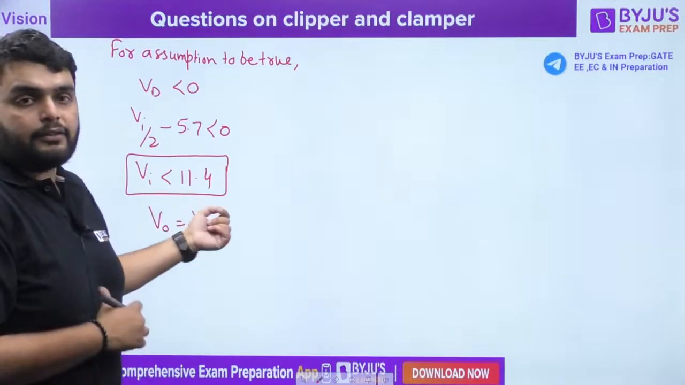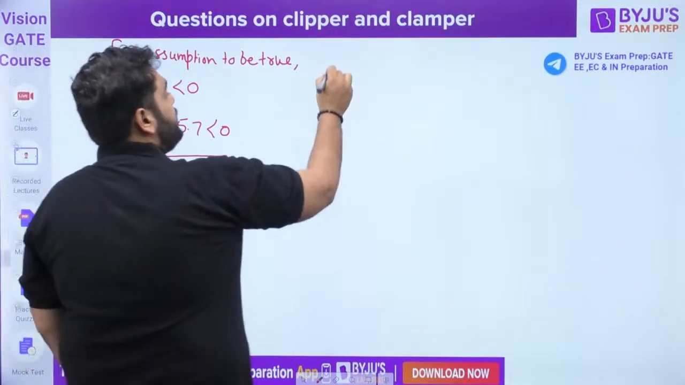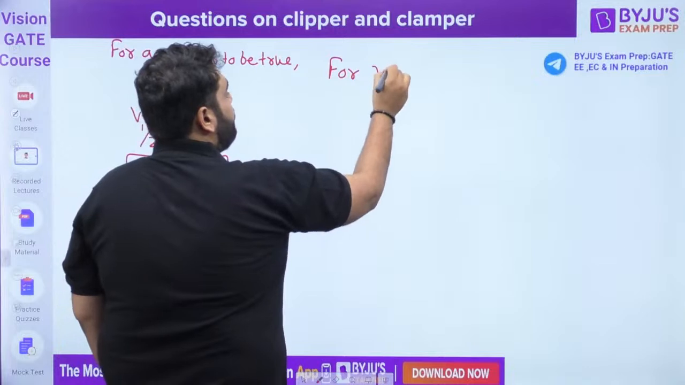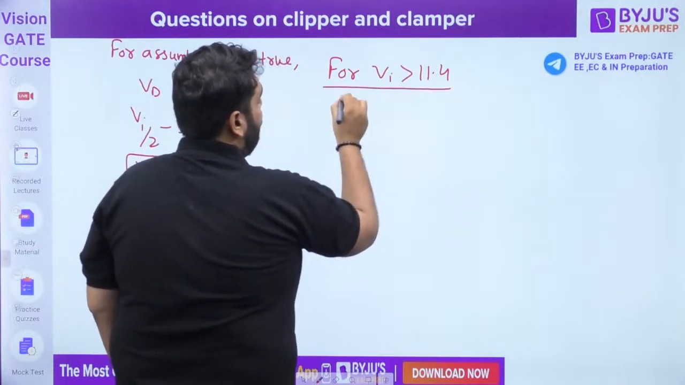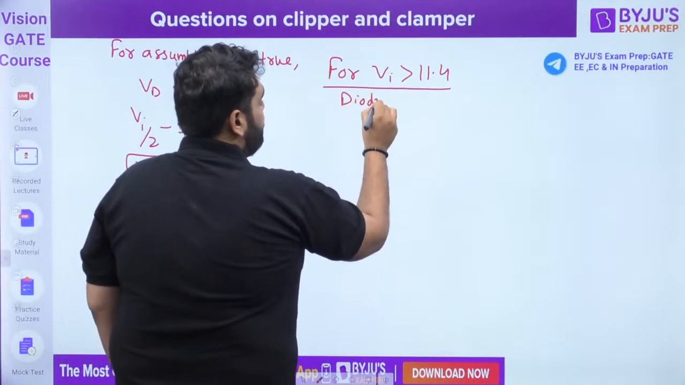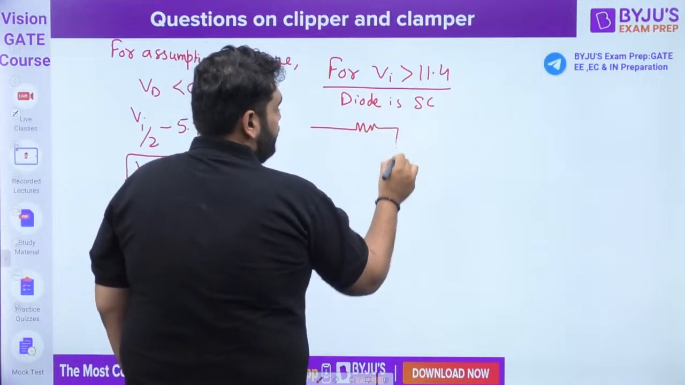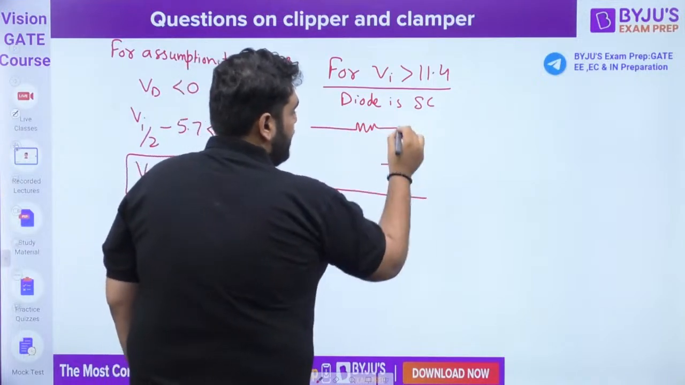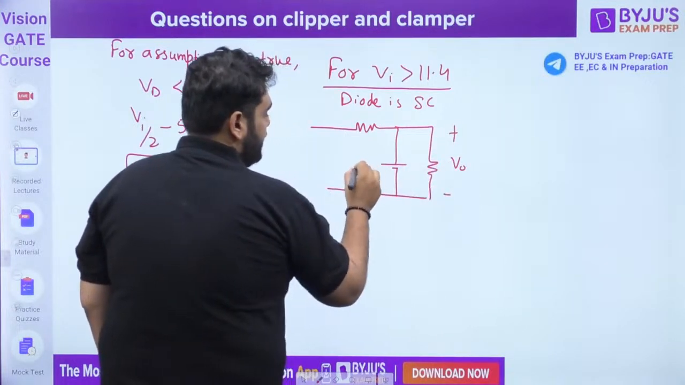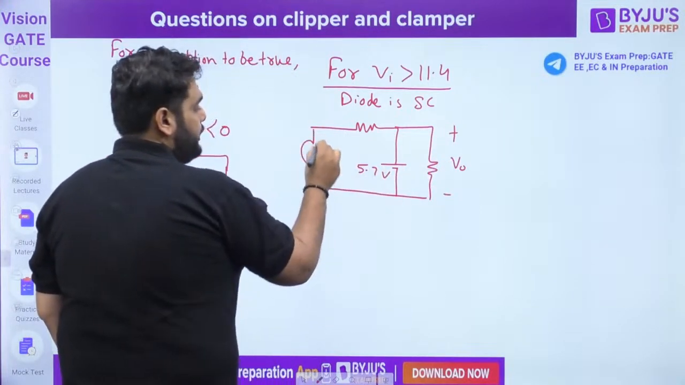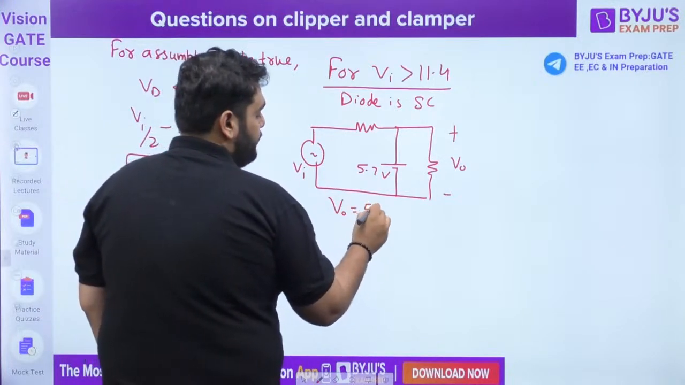Okay? This is the first condition we have. Another condition will be the reverse of it. So for VI greater than 11.4, the diode is going to be short circuit. If the diode is short circuit, then the output voltage is fixed. It does not depend on the input voltage. So here the output voltage is 5.7 volt.